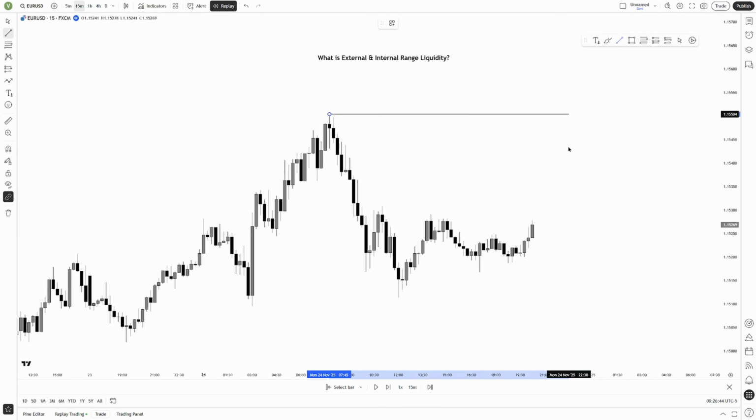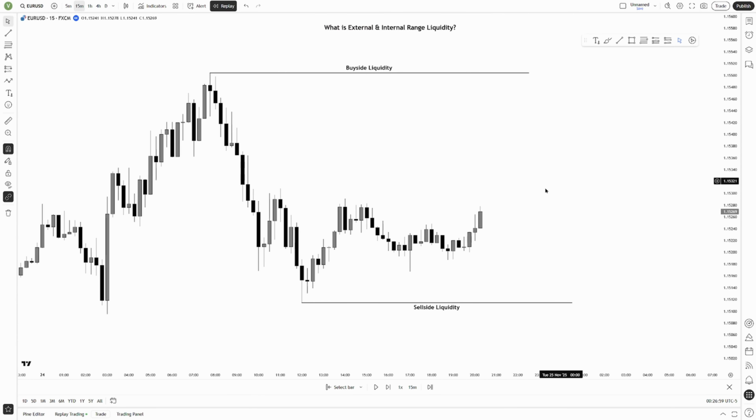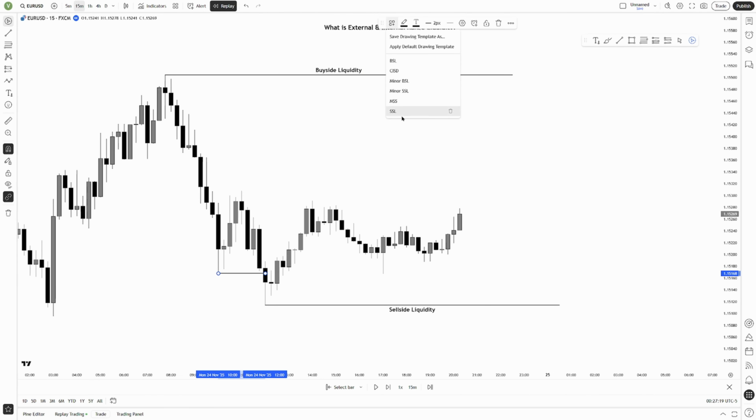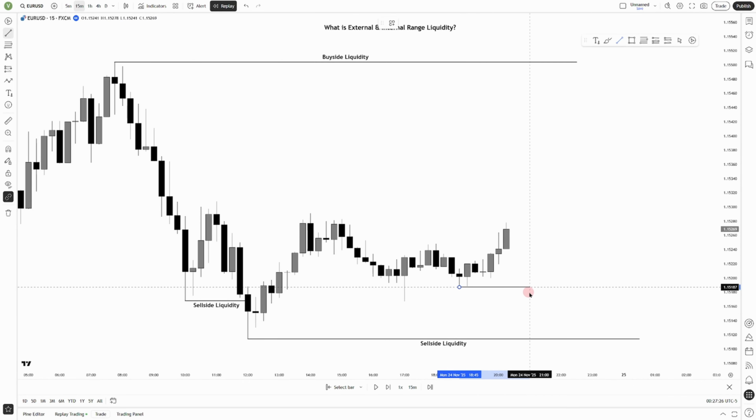So here we have a high, which is our buy-side liquidity, and we have a low, which is our sell-side liquidity. Now, if you look at these levels, we don't know whether the price will first sweep the buy-side liquidity or the sell-side liquidity. So to identify that, we have to use the previous structure. Look here, we can see that the sell-side liquidity has already been swept, so now we know that the price will continue to the upside. And in between this current structure, we have a low, which is our internal range liquidity level.